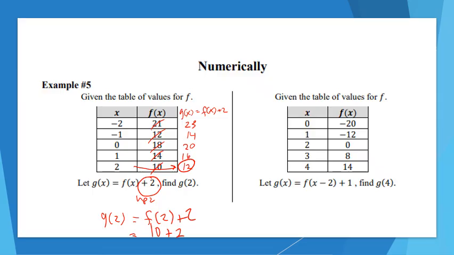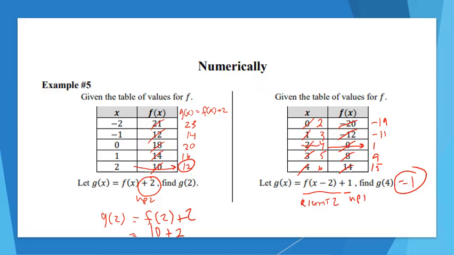Same thing here. Let's find f of x minus 2 plus 1. So this moves it right 2 and then up 1. So we can add 1 to each of our y values here. So 9, 1, negative 11, negative 19. And then we move our x values over 2 to the right. And so these should be our new coordinates when they're transformed. So to find g of 4, this goes with 1. So 1 should be our answer here.